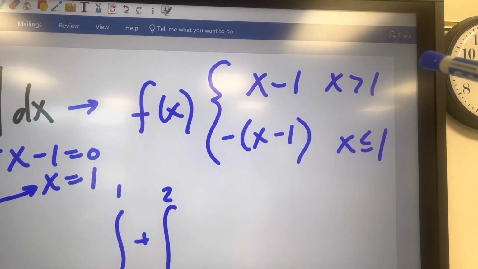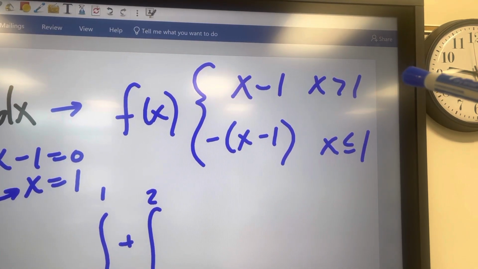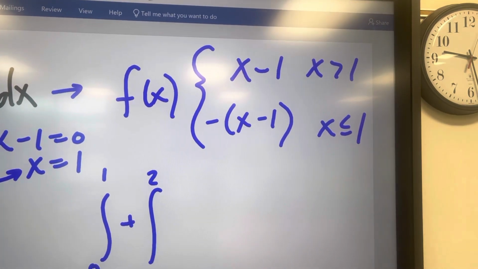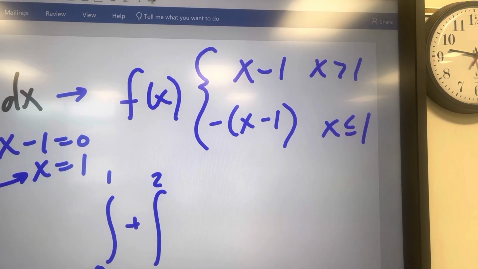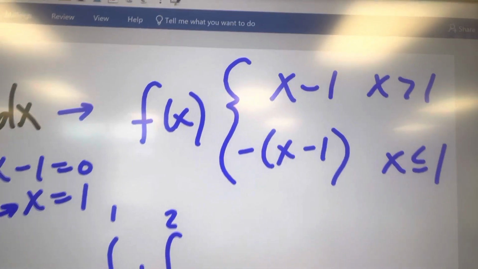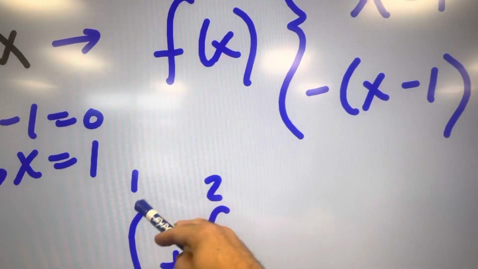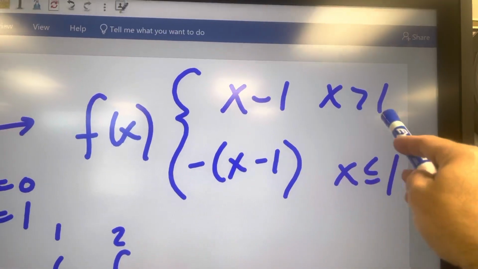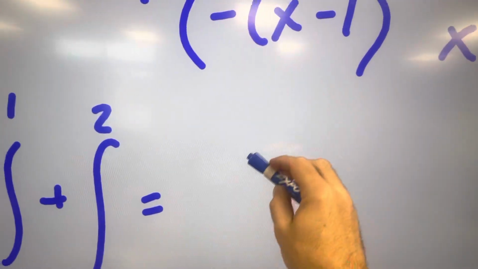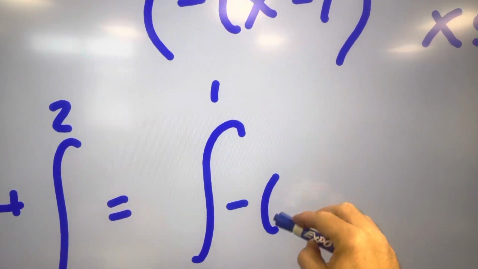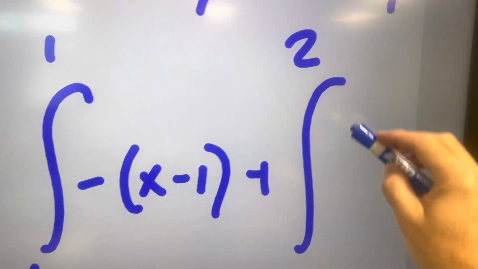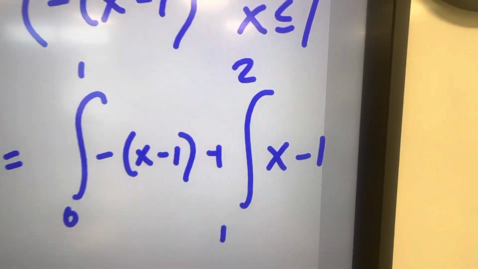So we're going to put this 0 to 1, the bottom one. Let's make sure. Yeah, that's working. Okay, so this one is going to go first, and then this is going to go second because it's greater than 1, so it's going to be from 1 to 2. So I have the integral from 0 to 1 of the negative part, and then we have to add in the 1 to 2 of the positive one.